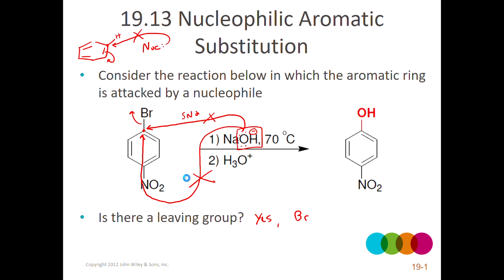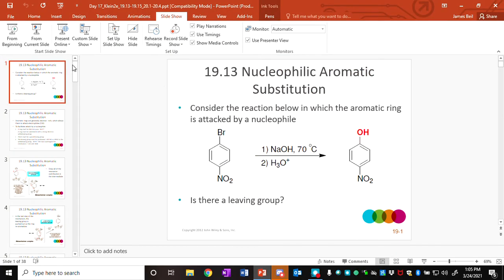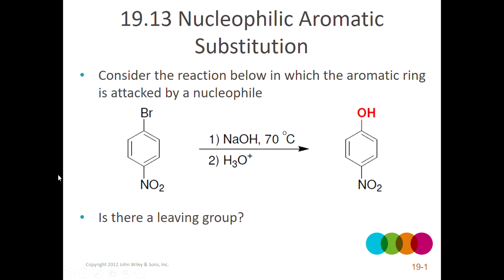So one thing about this is the ring needs to have some quantity of partial positive to attract the negative charge of the nucleophile. And that's why we need this nitro group here. Without the nitro group, this reaction is not going to work very effectively. It would require a much higher temperature. But 70 degrees is reasonable.